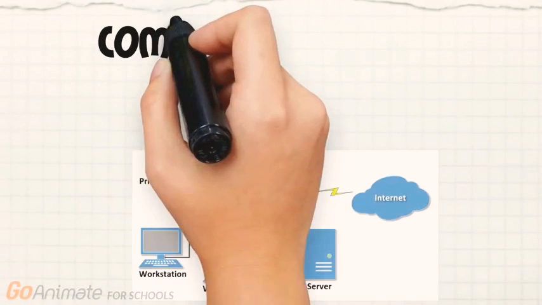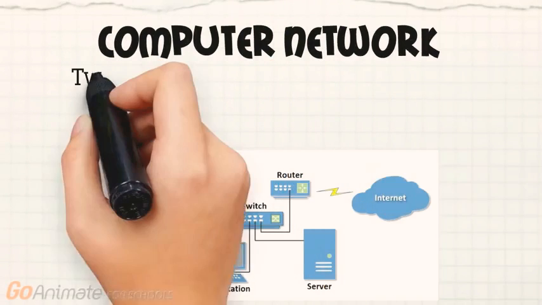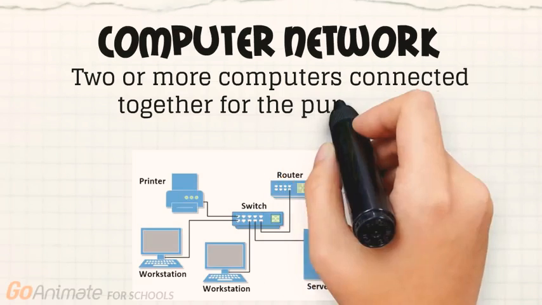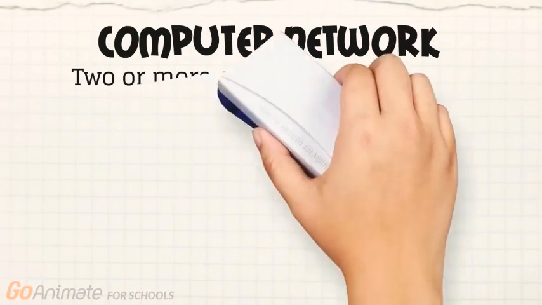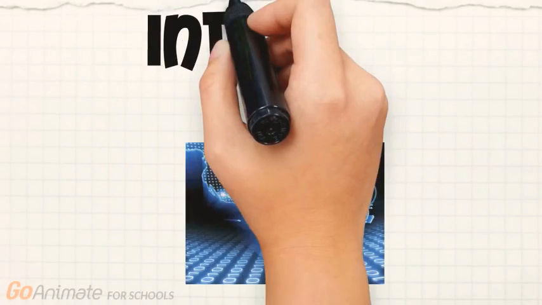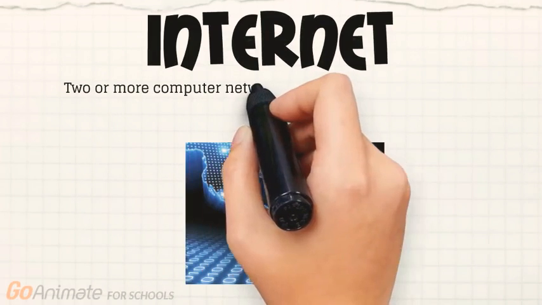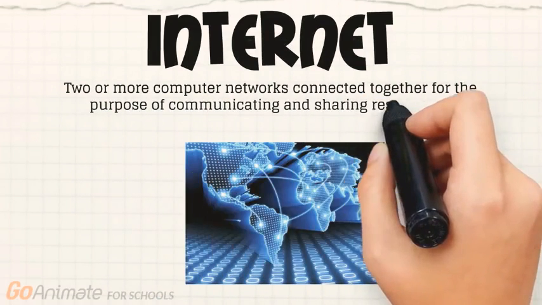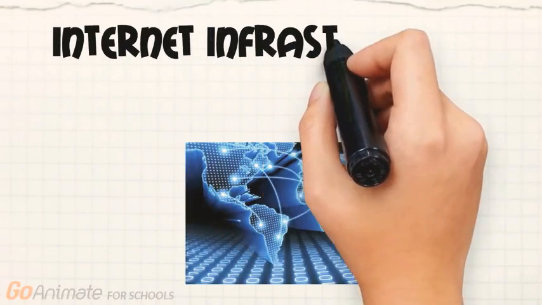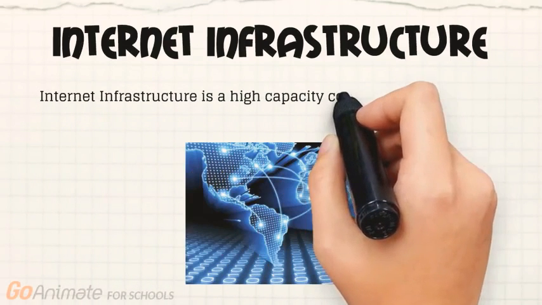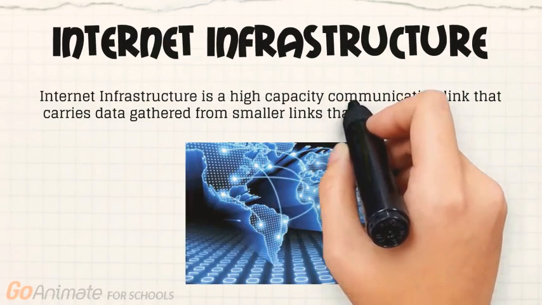Computer network is two or more computers connected together for the purpose of communicating and sharing resources. Two or more computer networks connected together for the same purpose. Network of networks is called the Internet. Internet infrastructure is a high-capacity communication link that carries data gathered from smaller links that interconnect with it.